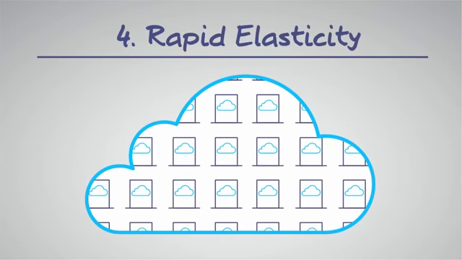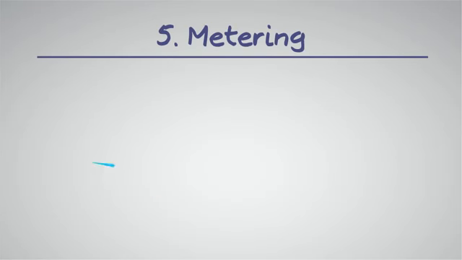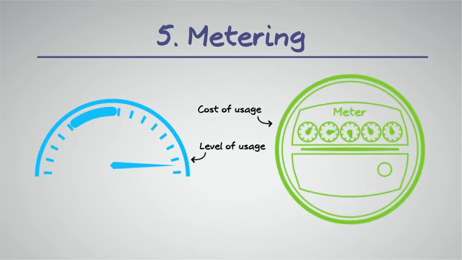Fourth, rapid elasticity. This allows you to quickly scale or shrink the capabilities of your cloud to match the level of user demand. And fifth, metering. This tracks and controls the level of resource usage or the cost of that usage.